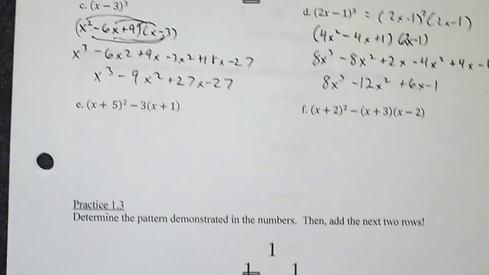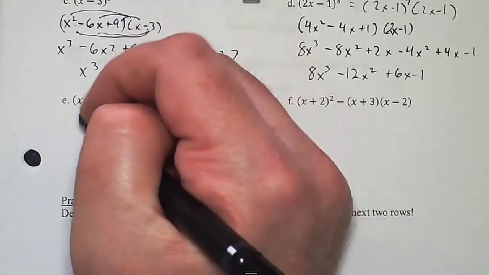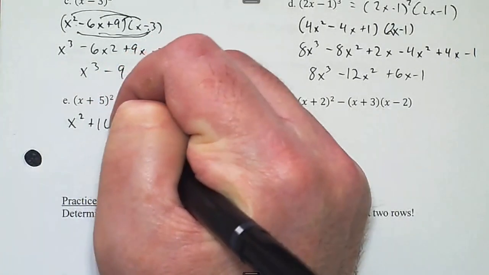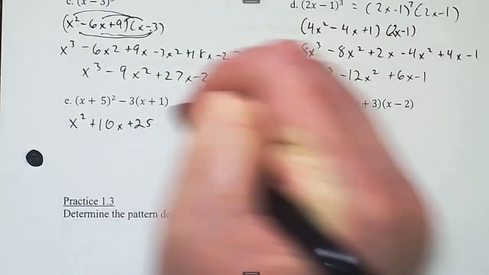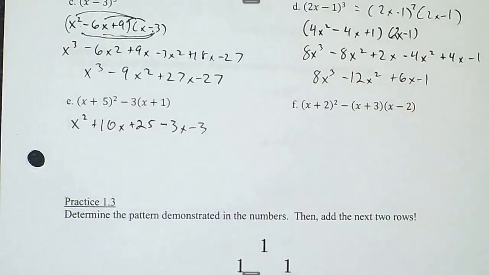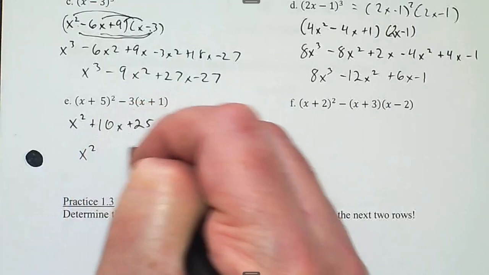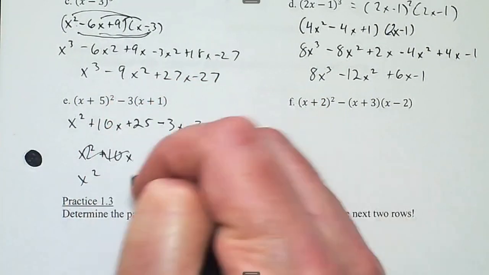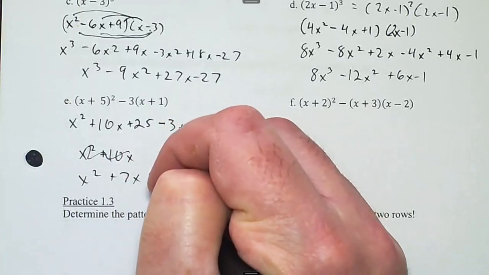All right, we're now on to letter E. I have x plus 5 squared. That's x squared plus 10x plus 25. And I'll distribute the minus 3x minus 3 and combine like terms. Oh, I messed up. X squared plus 7x plus 22.